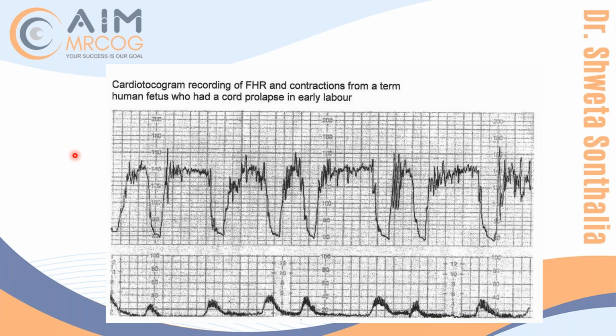There are four contractions in 10 minutes, and the baseline heart rate is 140 beats per minute, and the variability is more than 5, and I can see the early decelerations. Okay, why do you think it is early? It is coinciding with the contractions.